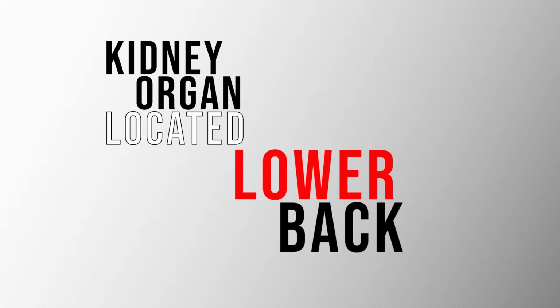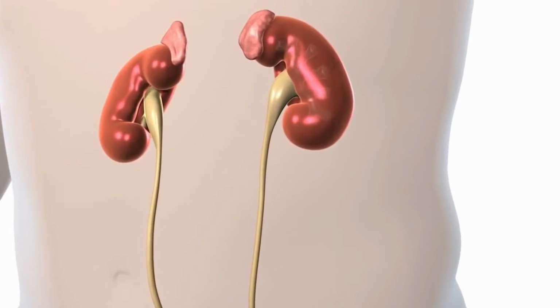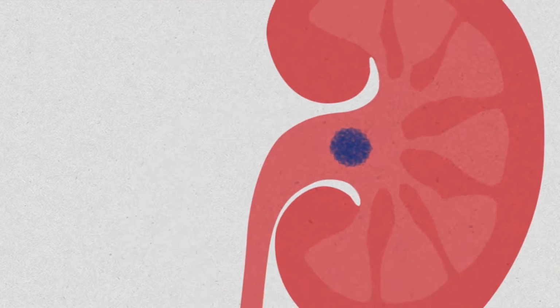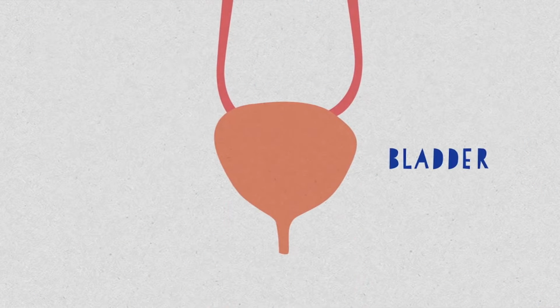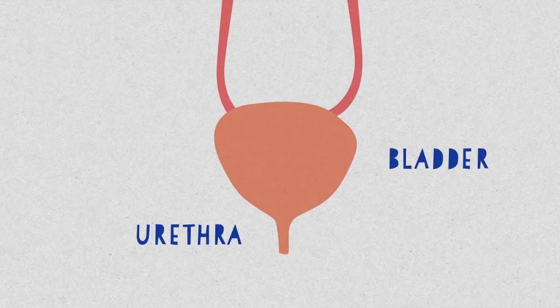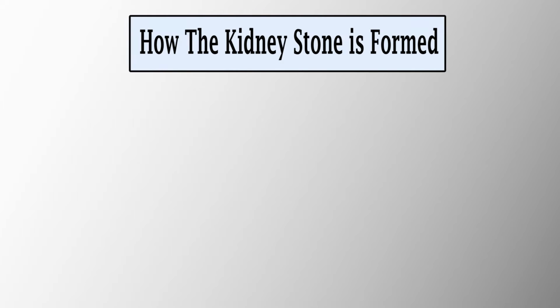Kidney is an organ which is located on each side of our lower back. Kidney is connected to an organ located below our belly button called the bladder. The narrow connecting tube between kidney and bladder is called the ureter. So now, how is the kidney stone formed?